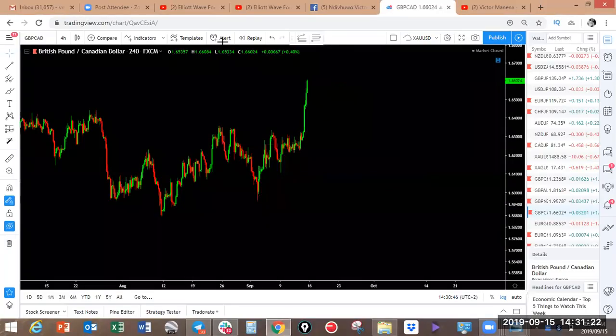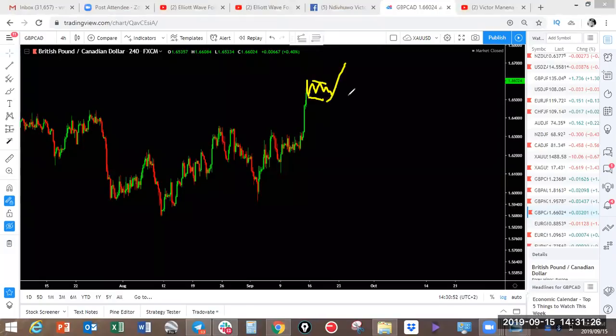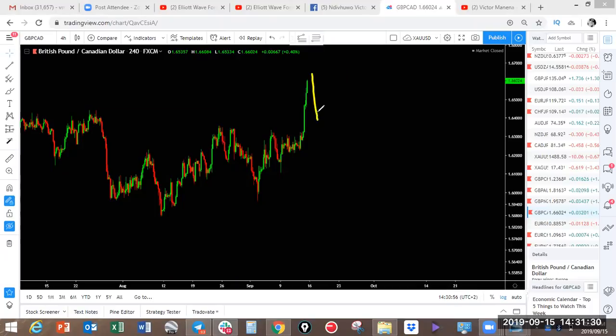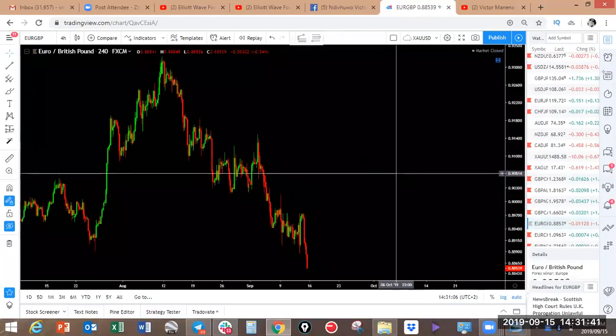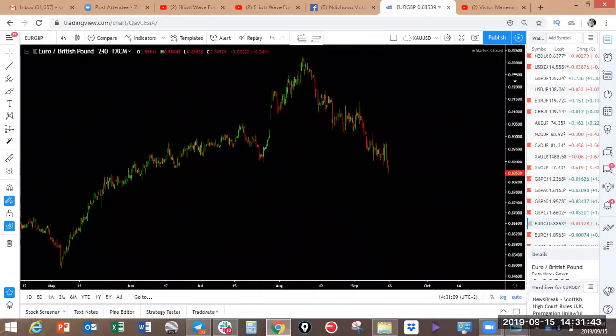So what we're going to have here, I see that this is going to keep correcting and keep pushing higher. If it doesn't and you get an impulse, that's going to play that blue box. But all you need to do here is wait for two things to happen, either a correction or an impulse. That's all the pound pairs. Now we can look at the euros.